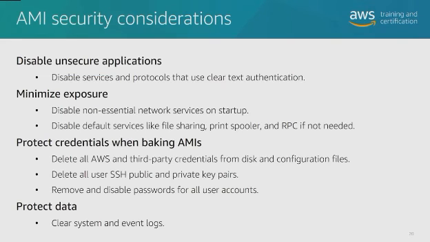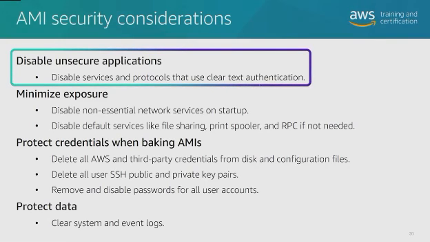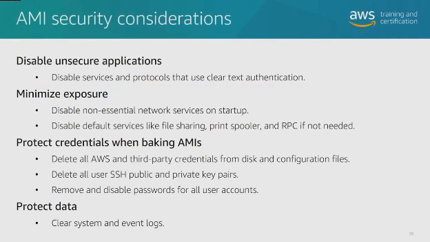Now, there are additional security considerations you need to be aware of when you talk about AMI, and that is to make sure that the AMI only delivers what you want. Don't have it have every single service that can be installed if you're not using it. Take the time to disable services you don't need, protocols that might use clear text. Get yourself down to just the key pieces you want. Disable any non-essential network services or any default services like print spoolers or RPC if you don't actually need them.